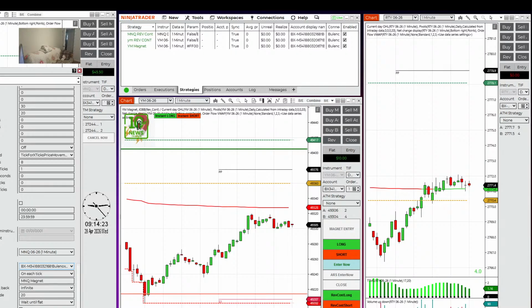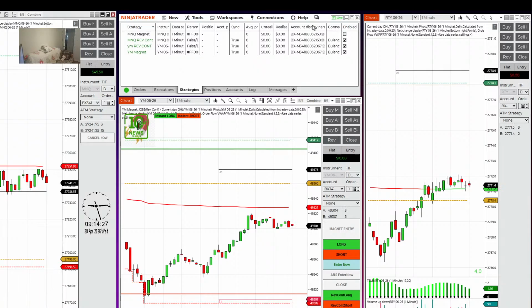Just make sure that all your setups on one chart are in the same account. So all our MNQ is in account 68 and our chart trader needs to be on account 68, so we see the orders.